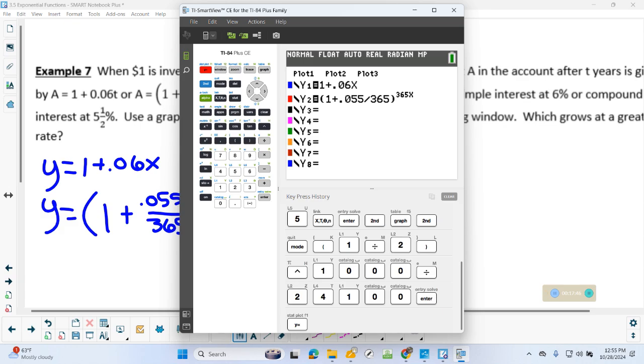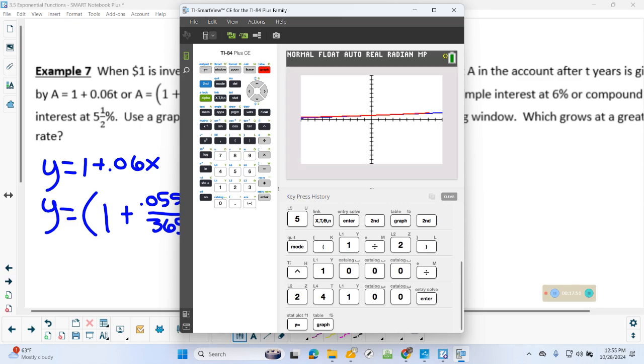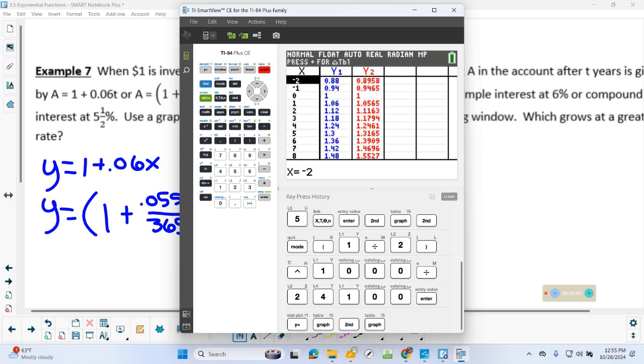Okay, so you typed them in, you hit graph. Now, I am going to complain about Texas Instruments. When I look at the graph, what's your gut instinct about these? They look the same. But I'm going to go to the table, because it asks you which one grows at a greater rate. So I'm looking at the table, of course. I'm ignoring the negatives because we're talking about t being a time value. So I'm looking at 0 and up. And I'm like, wait a minute. They are starting to differ. Not by a lot, but they are starting to differ in the y columns.